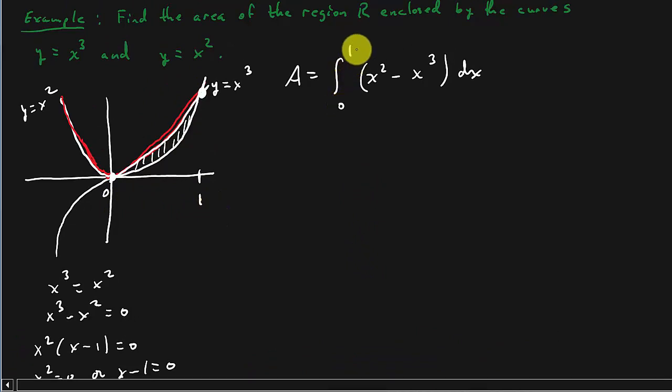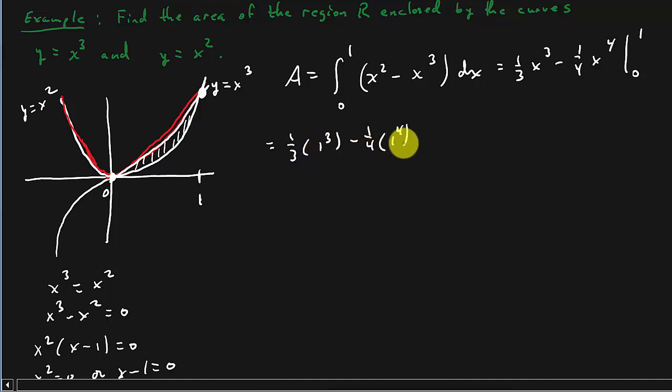All right, so now let's integrate. So that's going to give us 1/3 x cubed minus 1/4 x to the 4th, and we're going to evaluate it from 0 to 1. And so this is going to be 1/3 times 1 cubed minus 1/4 times 1 to the 4th, minus, and then that's going to be 1/3 times 0 cubed minus 1/4 times 0 to the 4th.